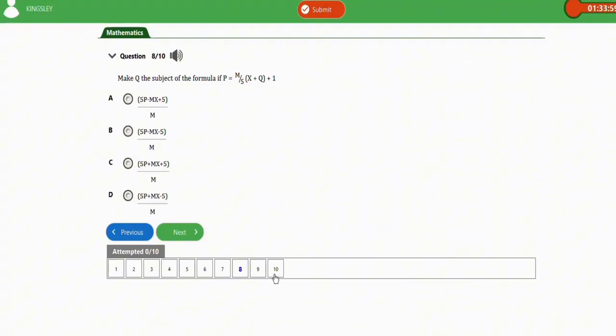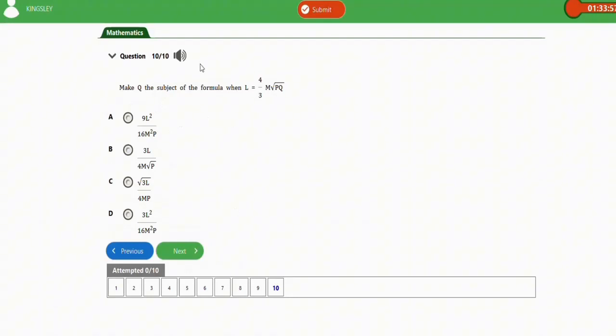So guys, the last question here says this: make Q the subject of the formula when L equals this. So let's write down the question. This is the same thing as L equals 4 over 3, M square root of PQ. So this is the question we have.